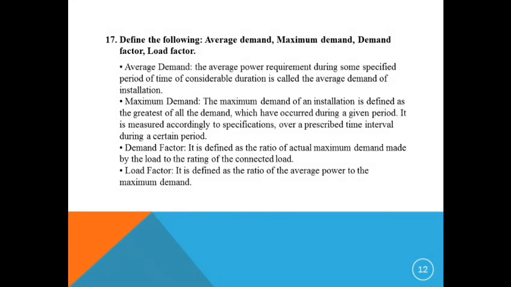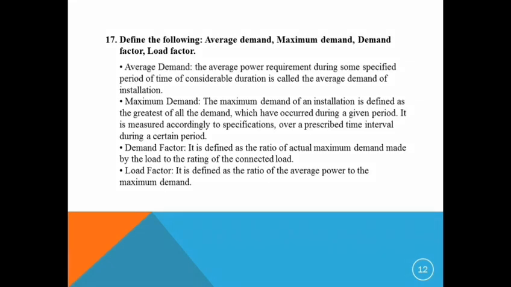Define the following: average demand, maximum demand, demand factor and load factor. First, average demand. The average power requirement during some specified period of time of considerable duration is called the average demand of an installation. Next, maximum demand. The maximum demand of an installation is defined as the greatest of all the demands which have occurred during a given period. It is measured according to the specifications over a specified time interval during a certain period.